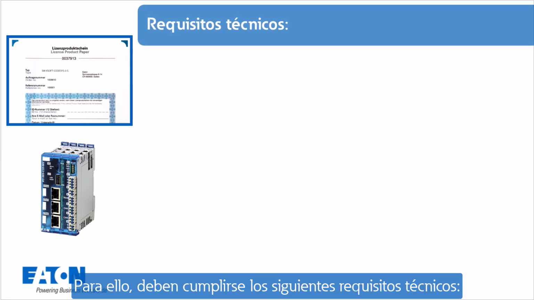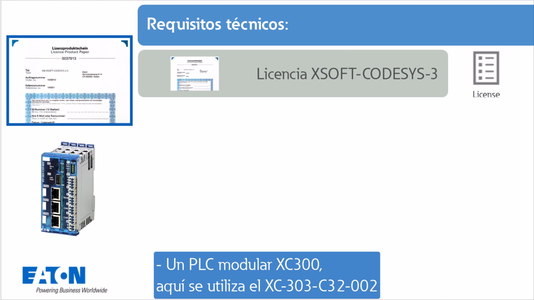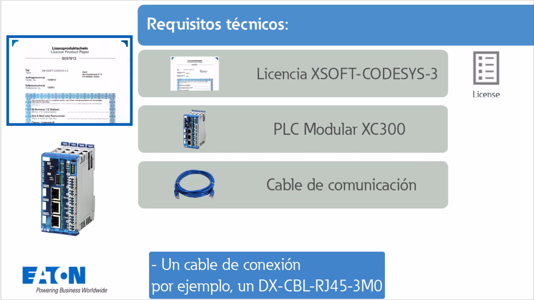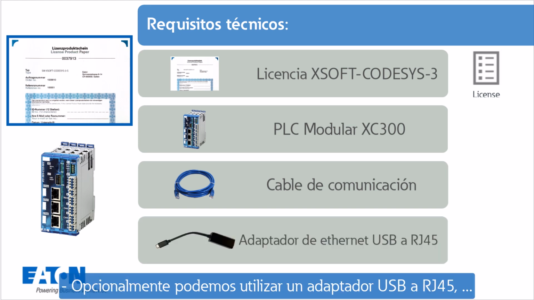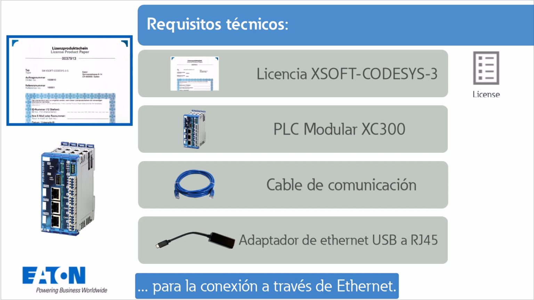The following technical requirements must be met for this: a license for the software XSOFT-CODESYS V3, available as single or multi-user license, a modular PLC XC300, here the XC303 C32002 is used, a patch cable, for example DXCBL RG45 3M0, and optionally a USB to RG45 adapter if no switch or no free RG45 interface is available for the connection via Ethernet.